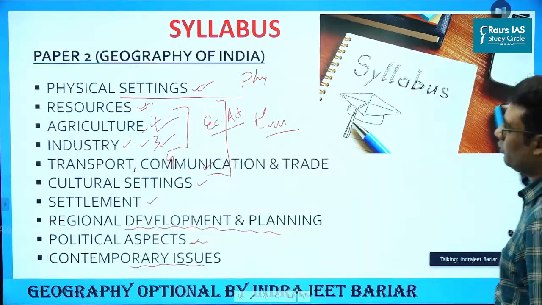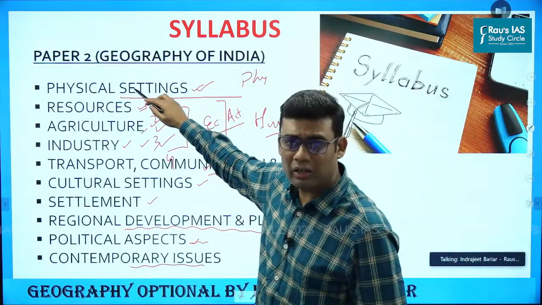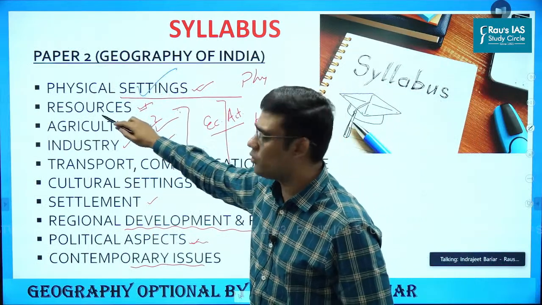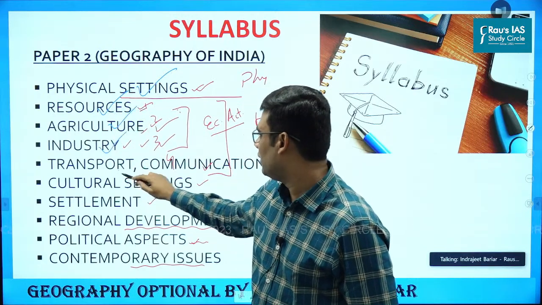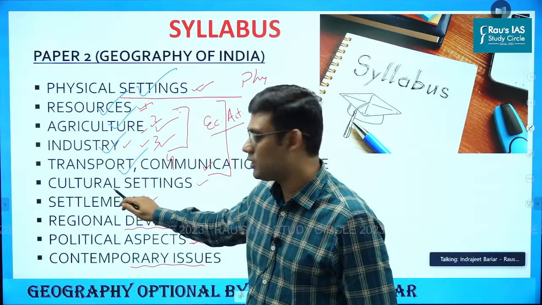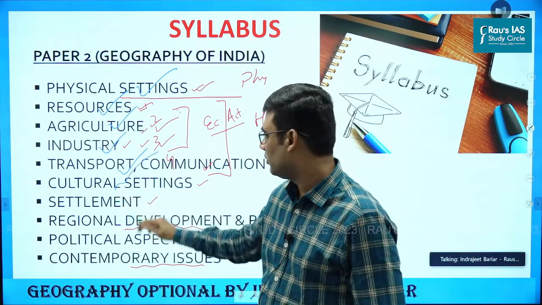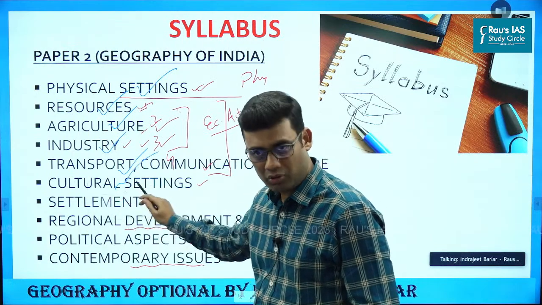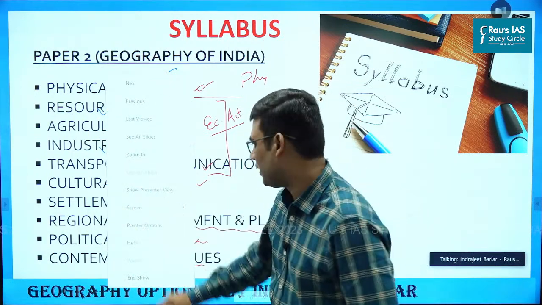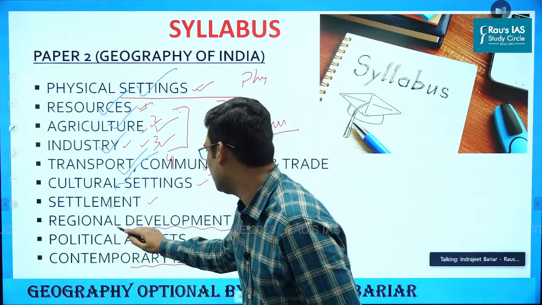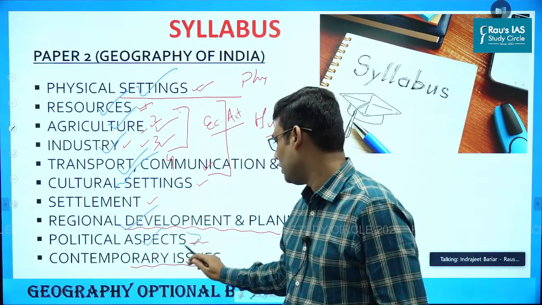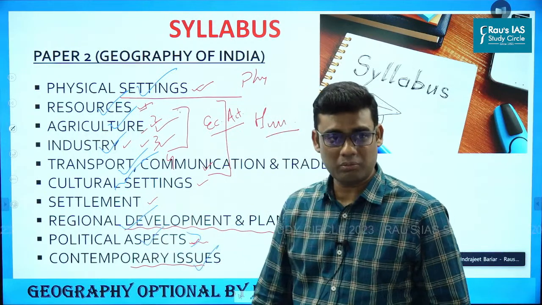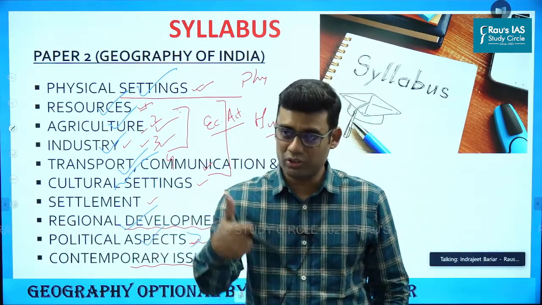Let's move on to paper 2 interestingly. Physical settings, Himalayas, peninsula resources, minerals and all, agriculture, industry, transport, communication, cultural setting, tribes and all, yes. Settlement, absolutely yes. Smart city, city planning. Then you have regional development, absolutely yes. Political aspect, IR, and contemporary issue, yes. Disaster management. How many units in total we have?